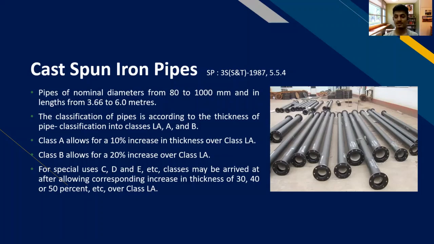These are basically classified according to their thicknesses. Like for class A, there is a 10% increase in thickness over class LA, and for B, there is a 20% increase in thickness over class LA. And subsequently, if we need pipes with more thickness, we can go for class C, D, E, in which the corresponding increase in thickness is 30%, 40%, 50%, and so on over class LA.